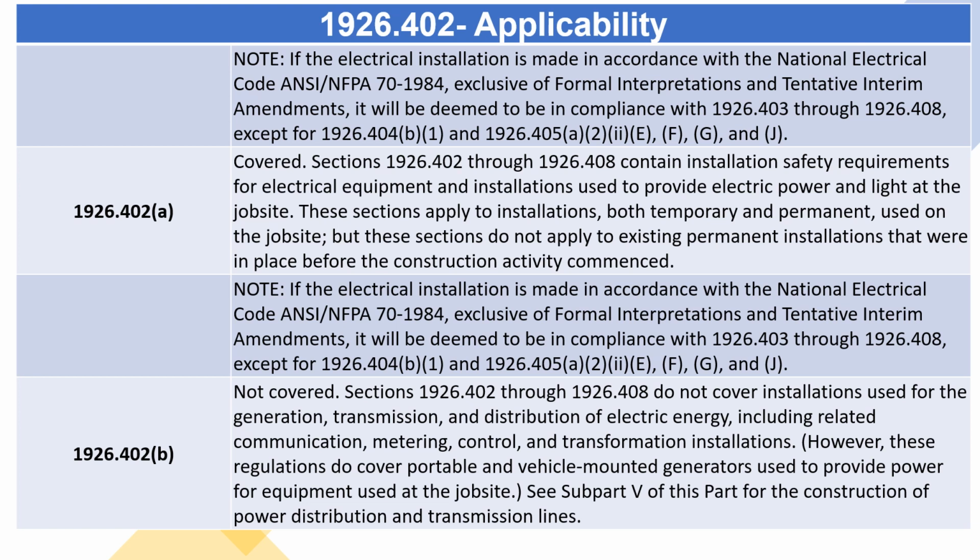1926.402(B), Not covered. Sections 1926.402 through 1926.408 do not cover installations used for the generation, transmission, and distribution of electric energy, including related communication, metering, control, and transformation installations. However, these regulations do cover portable and vehicle-mounted generators used to provide power for equipment used at the job site. See Subpart V of this part for the construction of power distribution and transmission lines.